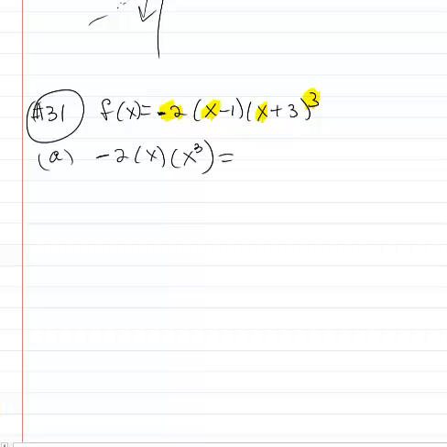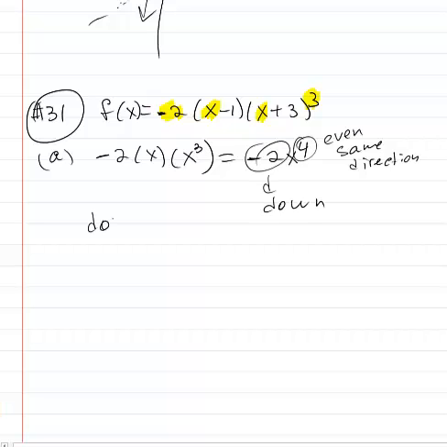So that gives you minus 2x to the power of 4. This is even. That means it goes in the same direction. And that minus means it's going down. So the end behavior is down, down.